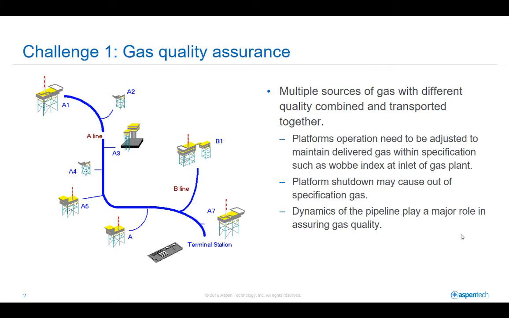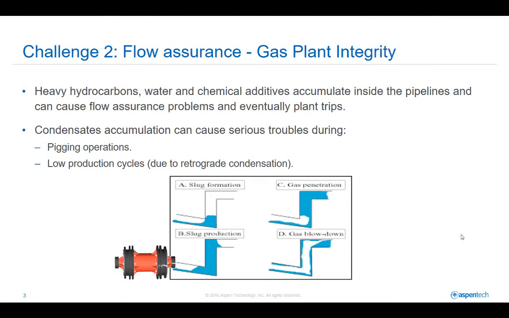A number of operation challenges are faced by the operator. The WOBBE index of the delivered gas to the gas plant must be maintained between 50 and 53 megajoules per normal cubic meters. Otherwise, the gas will not be processed in the gas plant and will have to be disposed elsewhere. Hydrocarbons, water, and chemical additives accumulate inside pipelines and thus cause flow assurance problems and eventually plant trips. Condensate accumulation inside the pipeline will also lead to a more peaking operation and thus reduce the low production cycle.